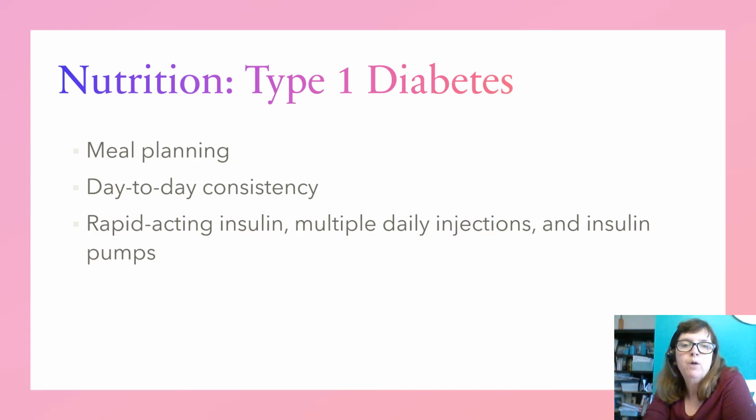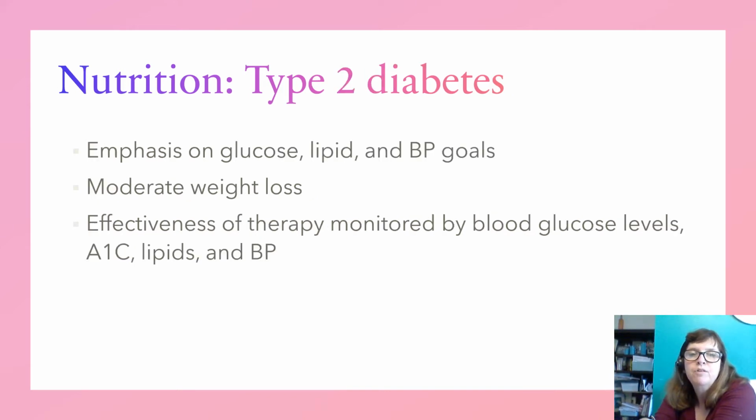Specifically for my type 1 diabetic, meal planning is based on usual food intake and preferences, balanced with insulin and exercise patterns. Day-to-day consistency makes it easier to manage blood glucose level. Rapid-acting insulins, multiple daily injections, and insulin pumps offer flexibility based on current blood glucose levels and carbohydrate content of the meals. For type 2 diabetics, emphasis is on achieving glucose, lipid, and blood pressure goals.